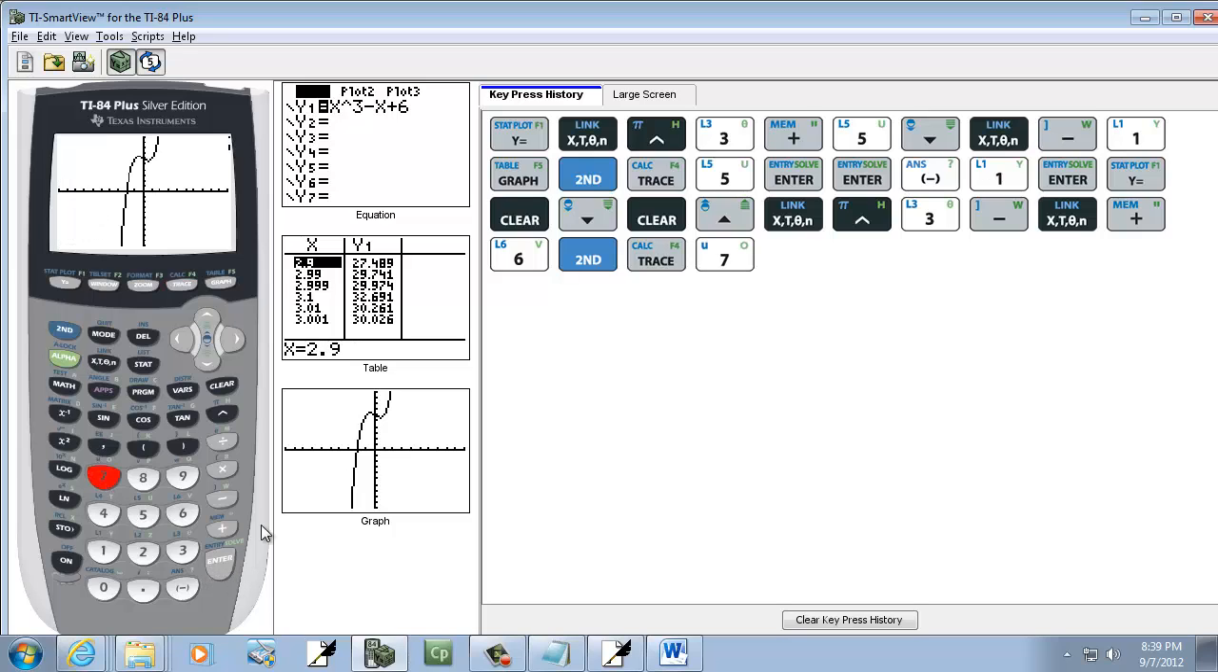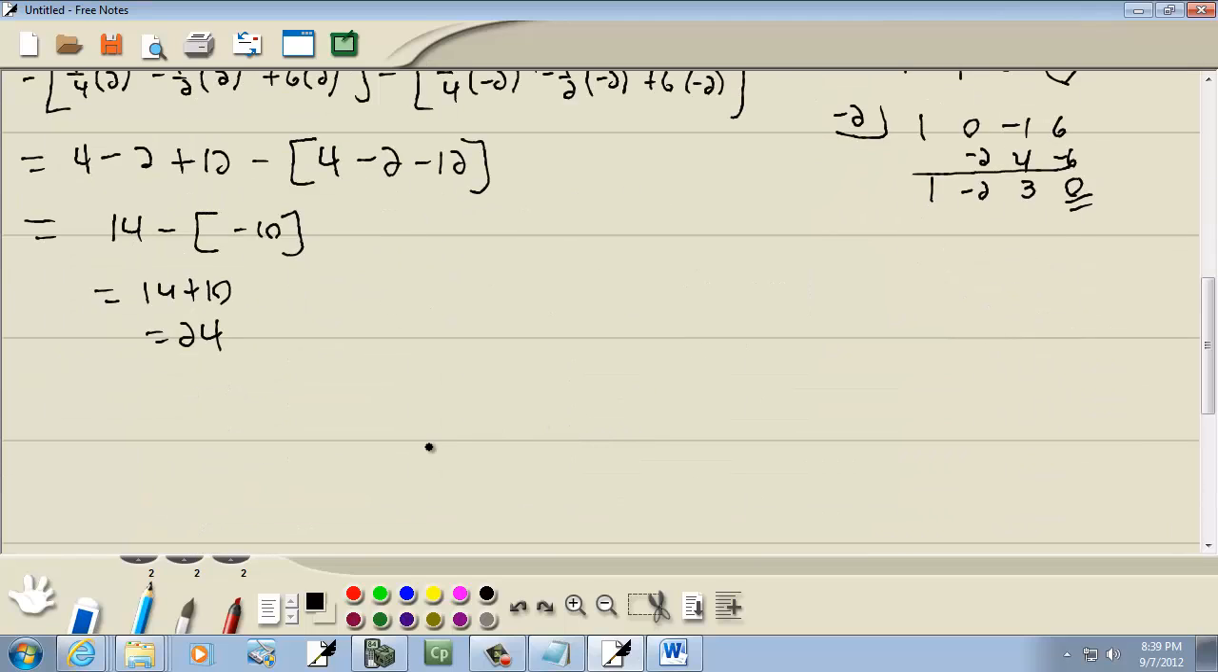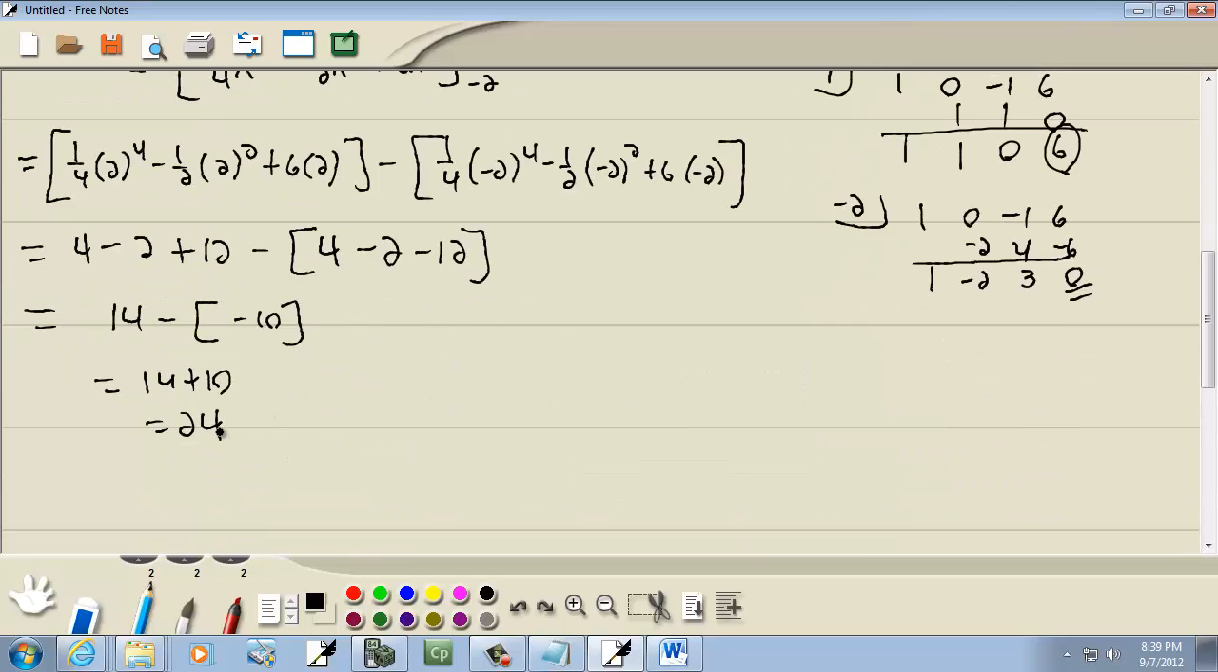It'll come up and ask us for our lower limit. So we'll put in negative 2, enter. It'll come up and ask us for our upper limit. So we'll put in a positive 2, enter. And you see we come up with 24. So I don't care how you do it. If you want to do that, get that. As long as it's an exact answer, then we're fine. And that's the end of that problem.